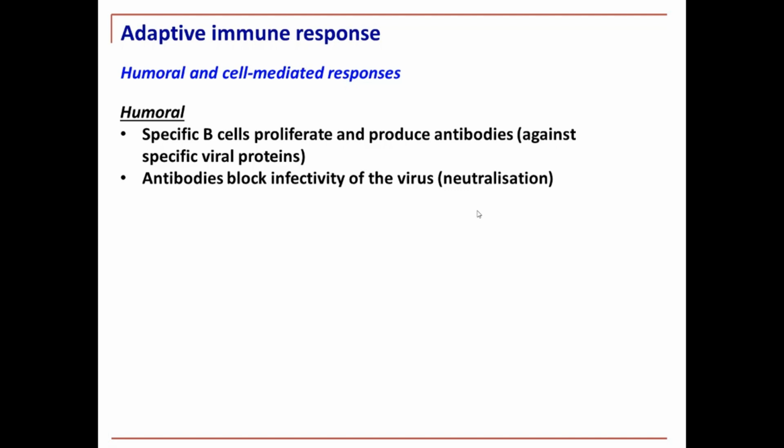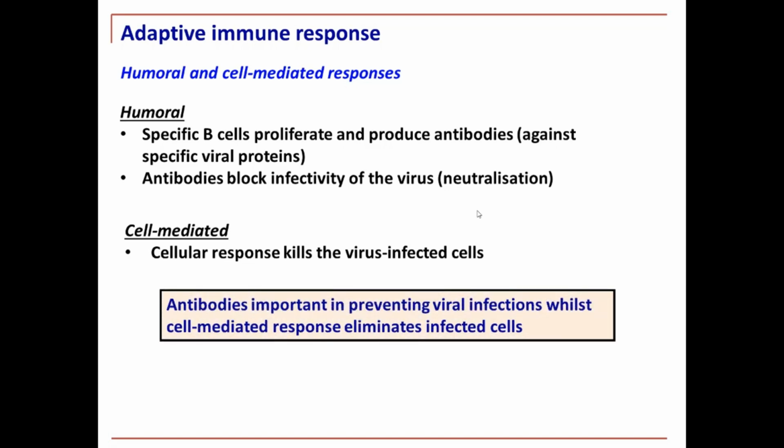This is termed neutralization. But of course, sometimes an antibody response is in itself pathogenic. For example, immune complexes are thought to be responsible for causing the rash in rubella infections. So as well as the humoral, you've got the cell-mediated response, and this is the cellular response, and that helps to kill the virally infected cells. So in other words, the antibodies are important in preventing viral infections, while the cell-mediated response helps to eliminate infected cells.